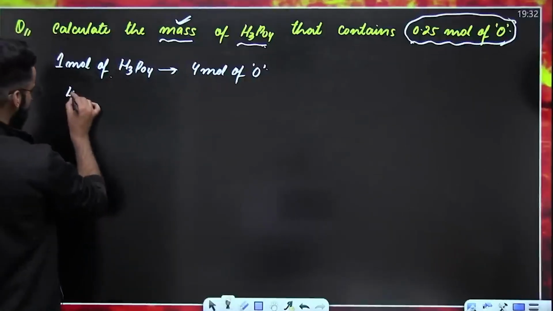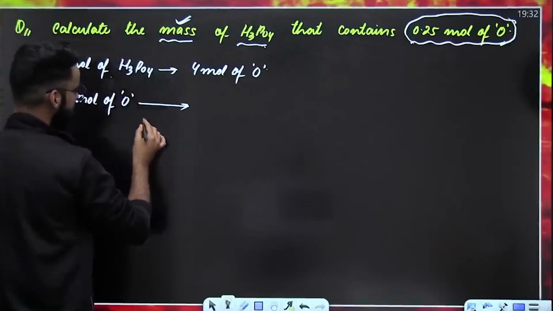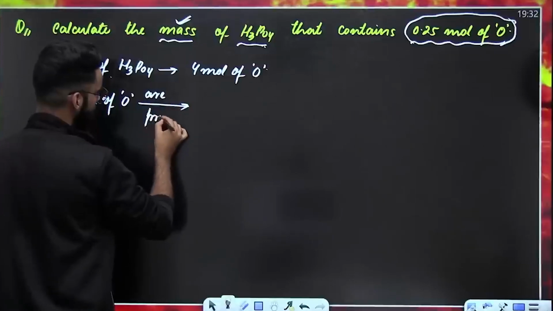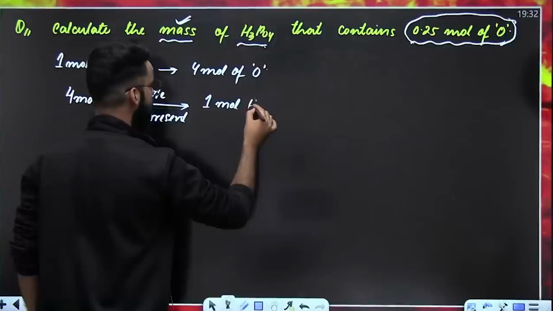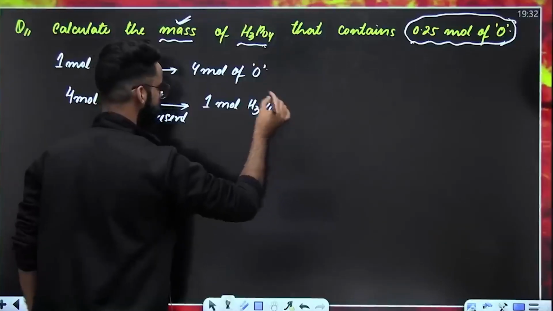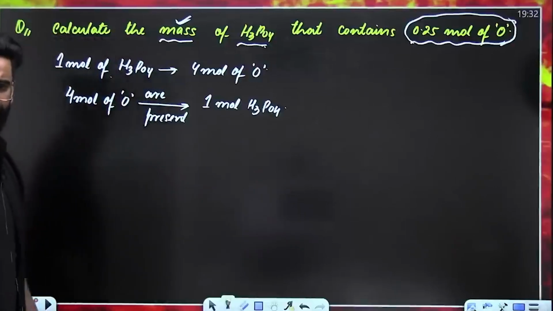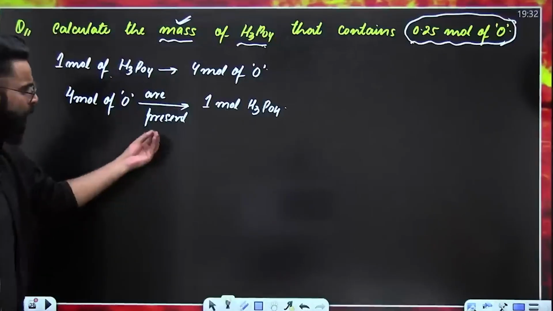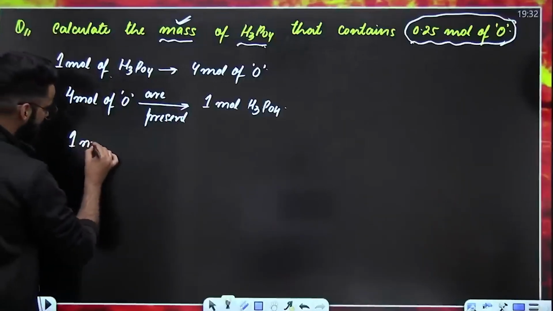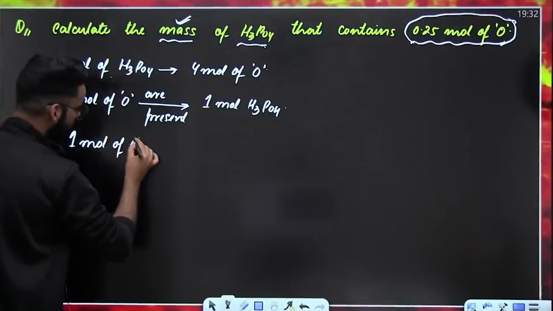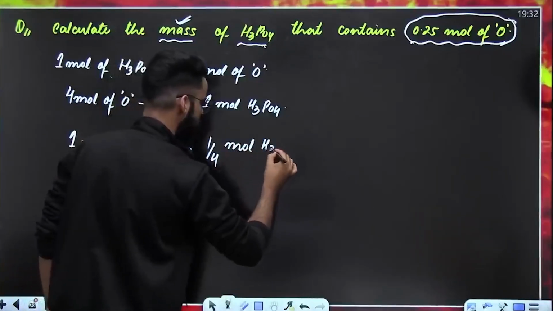So after reversing the statement, can I say 4 moles of O are present in 1 mole of H3PO4? Yes. Now students, if 4 moles of O are present in 1 mole H3PO4, just use the unitary method. I say 1 mole of O is present in 1 by 4 moles of H3PO4.